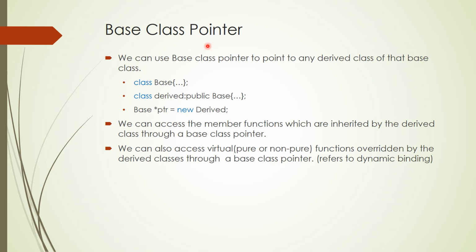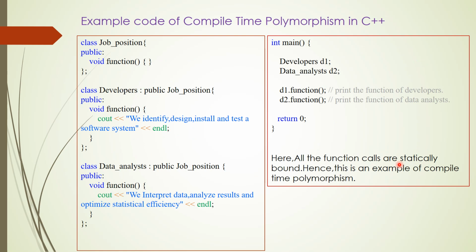Now, we can use a base class pointer to point to any derived class of that base class. Here we have an example where a base class pointer is being allocated memory of a derived class object. We can access the member functions which are inherited by the derived class through a base class pointer. We can also access pure or non-pure virtual functions overridden by the derived classes through a base class pointer, which refers to dynamic binding. Here we have an example code of compile time polymorphism in C++.